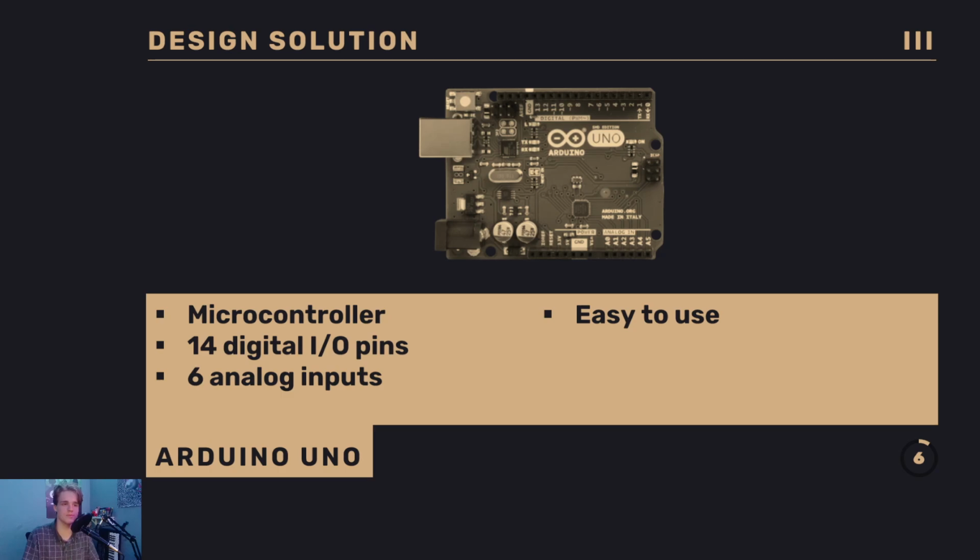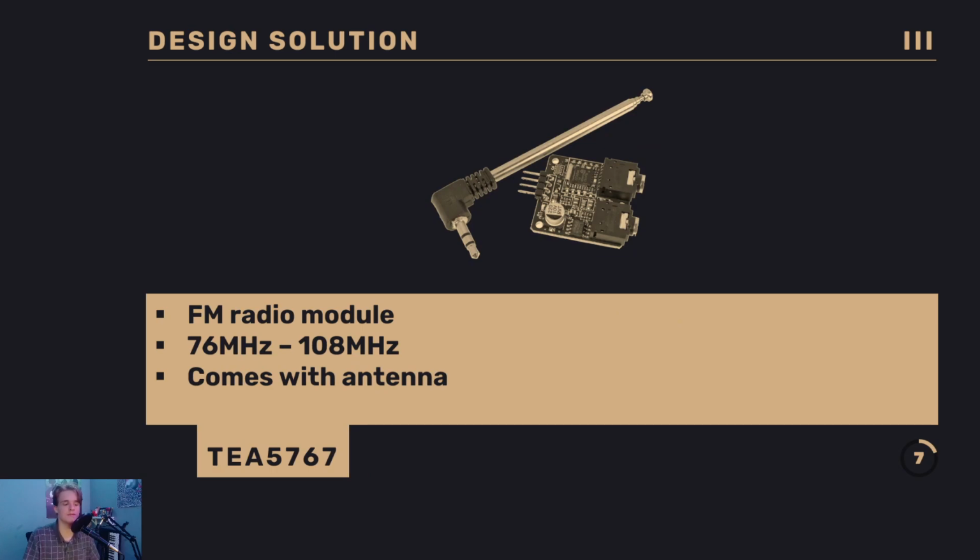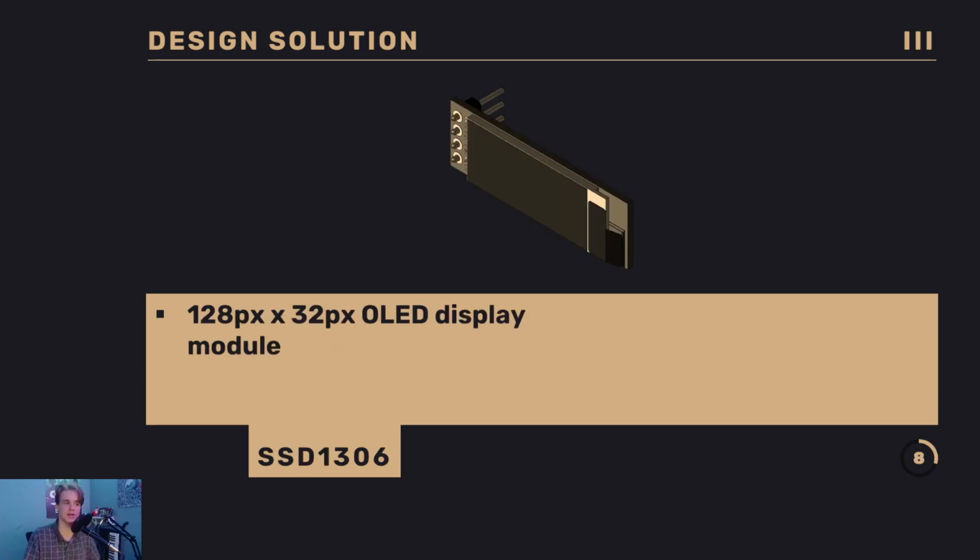Design solution. These are basically all of my little parts that I used in my diagrams. So, first off is the Arduino Uno. It is a microcontroller with 14 digital input-output pins with 6 analog inputs, and it's simple to use at least. The TEA5767 is a small compact FM radio module that can listen from 72 megahertz to 108 megahertz. It comes with an antenna, which is very handy. The SSD1306 is a 128 pixel by 32 pixel OLED display module. Very compact, very nice, and good for displaying the radio station.